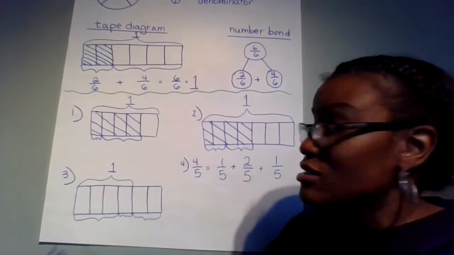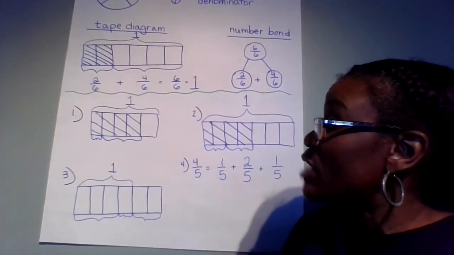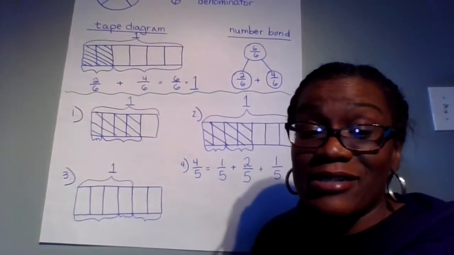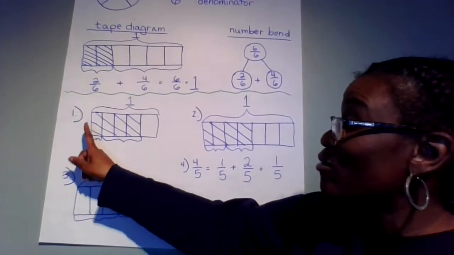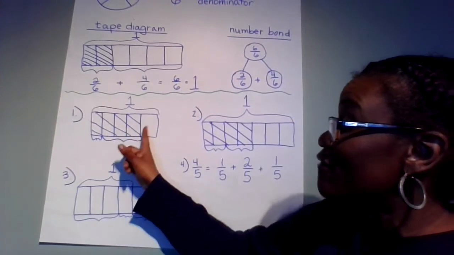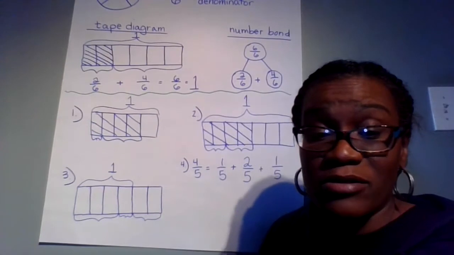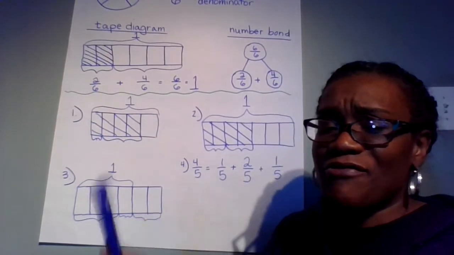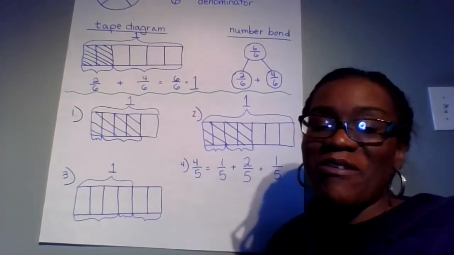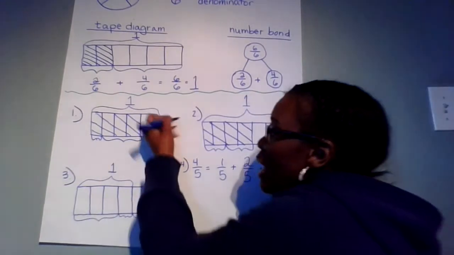So first, let's look at number 1. I've already turned it into a tape diagram. I've already drawn my rectangle. It has how many parts? Let's count. 1, 2, 3, 4, 5. Very good, scholars. So it has 5 parts. And if it has 5 parts, is 5 going to be our numerator or our denominator? That's right. You guys are so smart. So 5 is going to be our denominator.